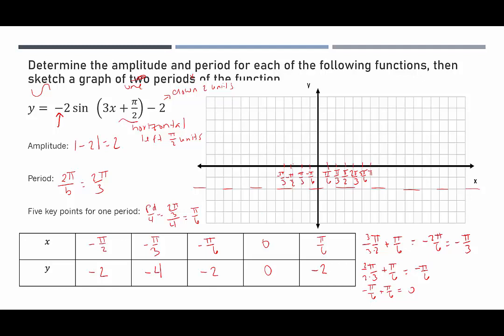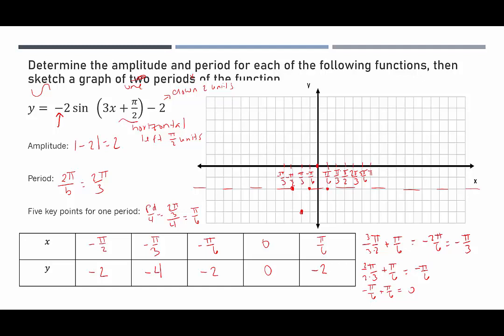Great. So I have my starting point, negative pi over 2. It's going to be negative pi over 2, negative 2. Then negative pi over 3 down to negative 4. That amplitude is telling us it's a distance of 2. And the negative a is indicating we're going down. Back to the middle. Up to our peak at 0. Back to the middle. And that's the end of the first period.